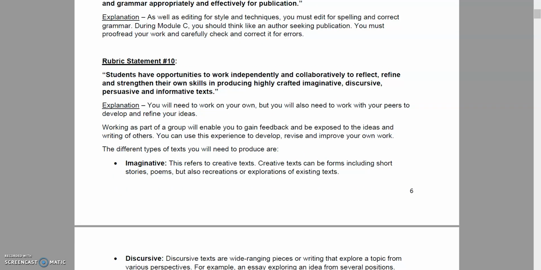Rubric point 10 here, you're working independently and there will be opportunities for collaboration. So it's really important, as I said, to share with your teacher, but also to share with other students, your families even. Get them to read some of your writing and give you some feedback. That process will make you a better writer, and that's what you want here for Mod C.